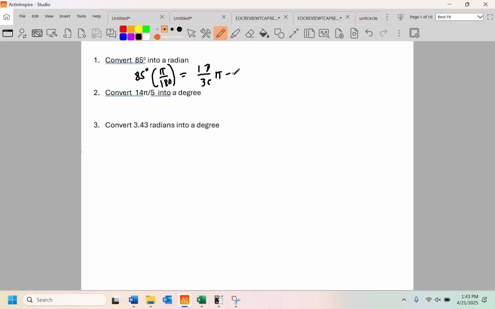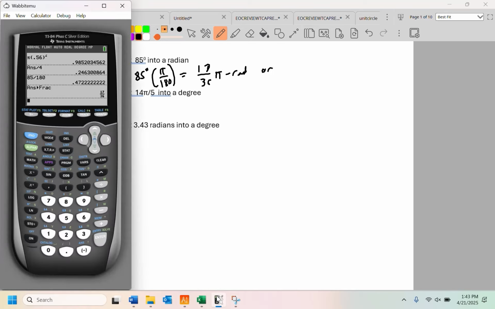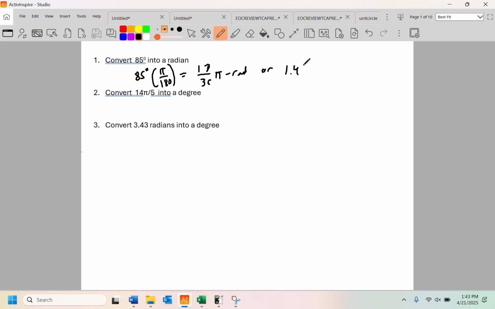as a pi rad, or maybe you like the decimals, but we'll see what I do on this. 1.484 rads. I really like the perfect form, which is what this is, but you also need to be comfortable with rounded, and that's the issue with this. This is rounded, right? Anyways, convert 14 pi over 5 into a degree.